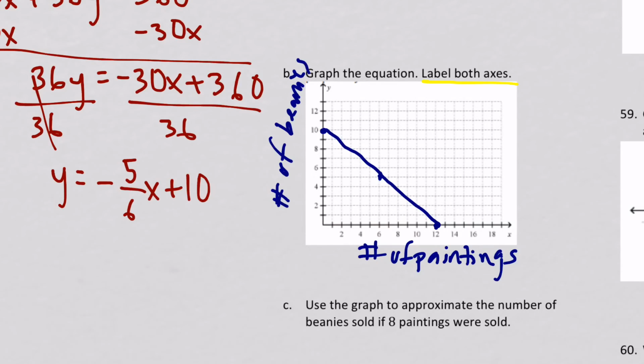Okay, approximately how many beanies are sold if 8 paintings are sold? Well, looks like that goes 3.5, I think a little bit above 3, so maybe 4. We can say it's either 3 or 4, which are both pretty good approximations. Okay, 3 or 4. So it looks like approximately 3.5, but we're going to round up because you can't sell 3.5 beanies, right? That wouldn't make sense.